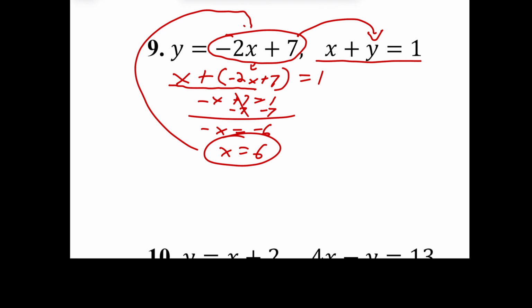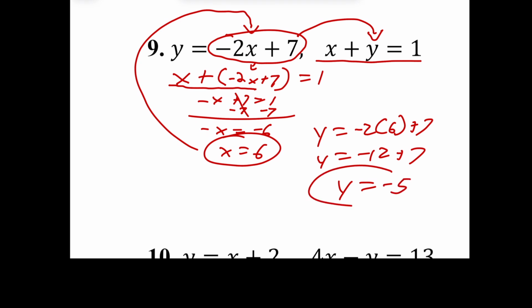Plug it back in. Let's just plug it into here. Y equals -2 times 6 plus 7. Y equals -12 plus 7. Y equals -5. And I can see up in this one, yep, that certainly works. Oh, sorry, -2 times 6 is -12. -12 plus 7 will give me -5. Hey, that's what I wanted.